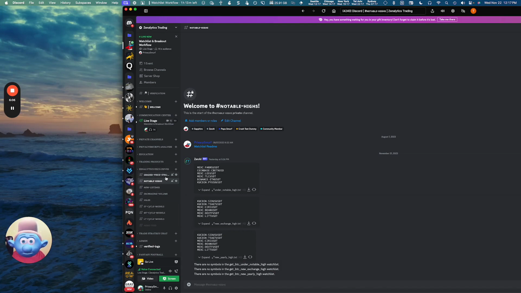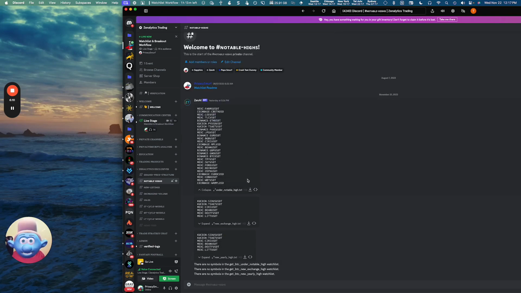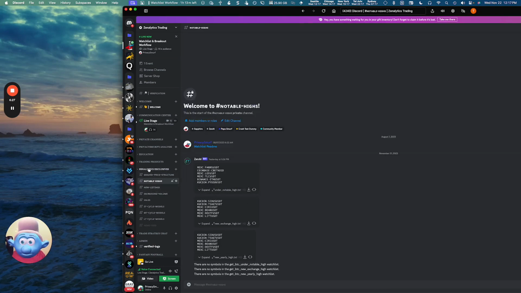One of the neat things about putting this file into Discord is you can expand it. You can look without having to import it into your TradingView if you don't want to. So you can just scan over it real quick and take a look at what's in the list and add an individual symbol manually if you want, or you can download the file and then import it to your TradingView. So that's where they are, and it also includes what they are right there.